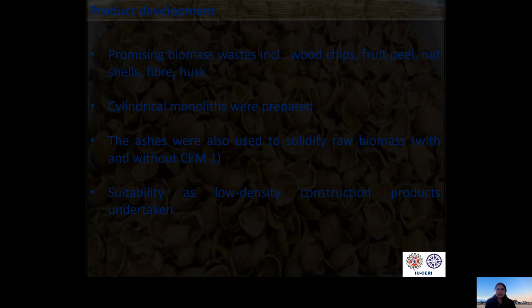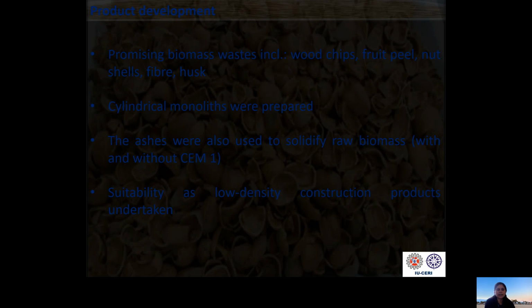So going forward, moving ahead, we tried making some products from promising biomass waste, including wood chip, fruit peel, nutshell, fiber, and husk. We made some cylindrical monoliths using ash only. When I say ash only, I mean biomass ash only. And the ashes were also used to solidify raw biomass with and without SEM1.